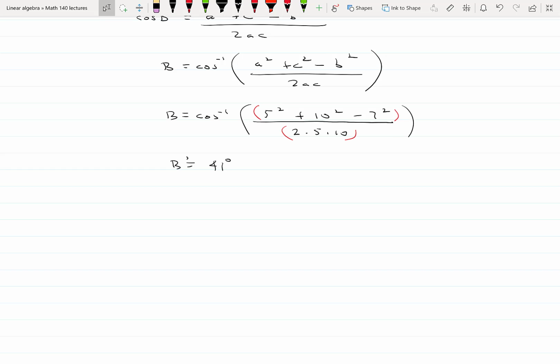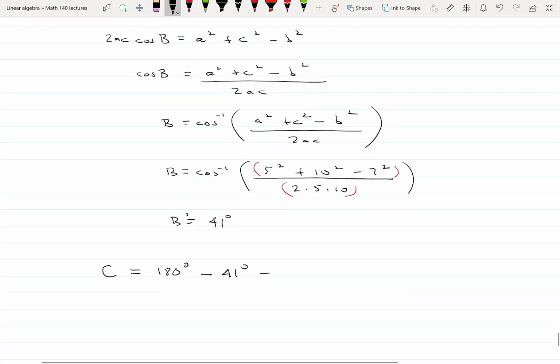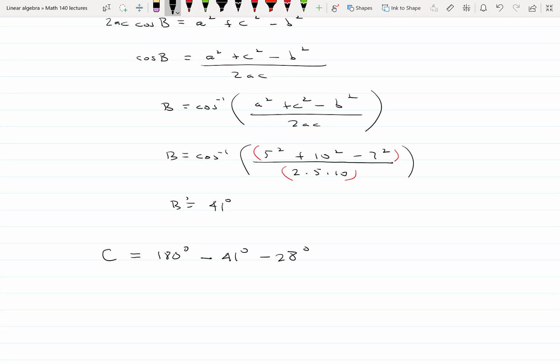There's not much left to do. The only thing I need is angle C. Angle C, then, is 180 minus the B that I found, 41, minus the A that I found, which was 28 degrees. So C is approximately equal to 111 degrees, and I have all three angles for my triangle. And that ends the triangle.